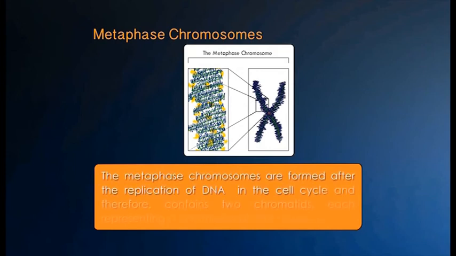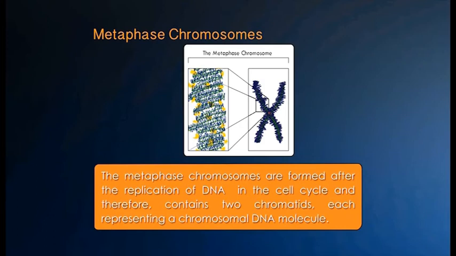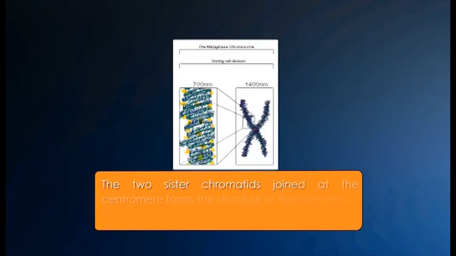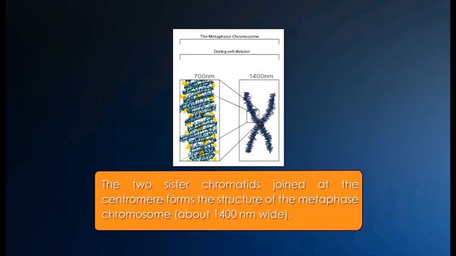The metaphase chromosomes are formed after the replication of DNA in the cell cycle and therefore contain two chromatids, each representing a chromosomal DNA molecule. The two sister chromatids joined at the centromere form the structure of the metaphase chromosome, which is about 1400 nanometer wide.